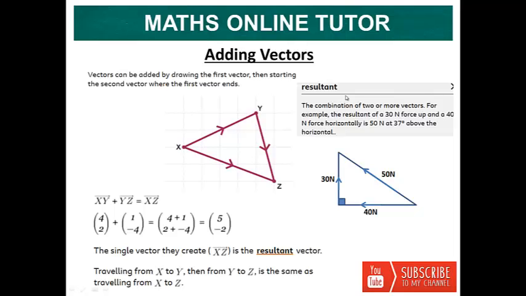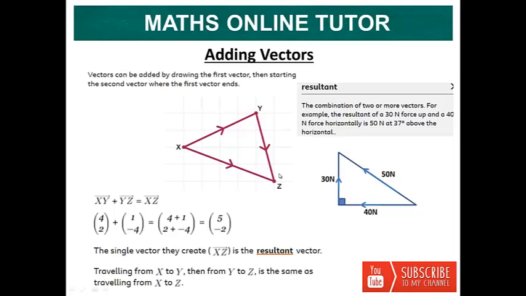What is meant by the resultant? The resultant means the combination of two or more vectors. For example, the resultant of a 30 Newton force up and a 40 Newton force horizontal is a 50 Newton force at 37 degrees above the horizontal. So going back to our example again, if I add xy vector to yz vector, then I can have the resultant of xz vector. This is the first method.